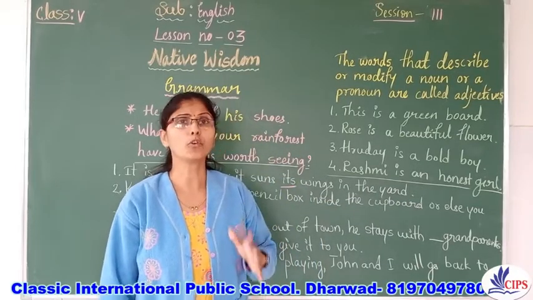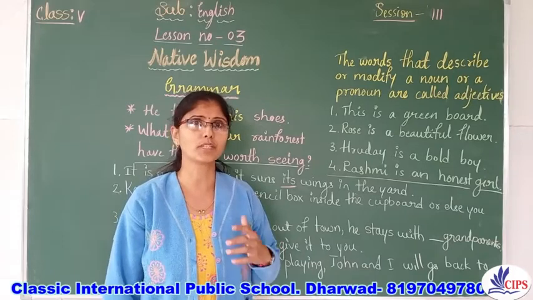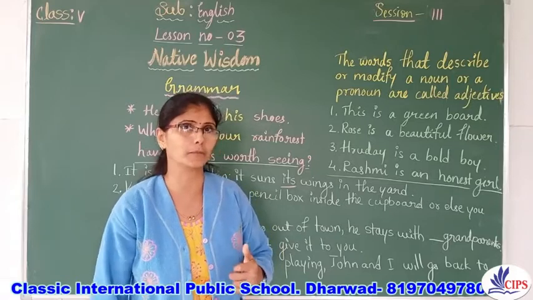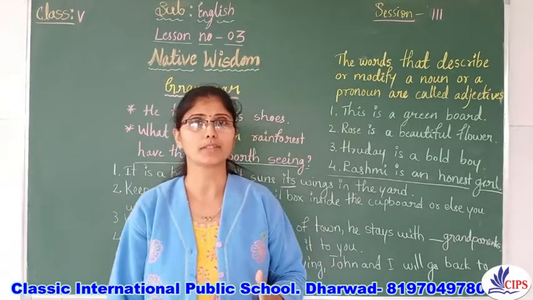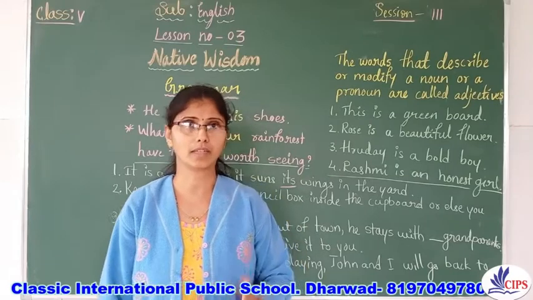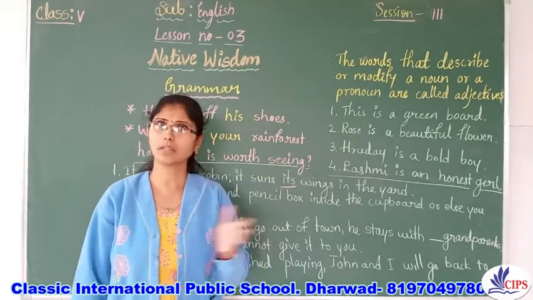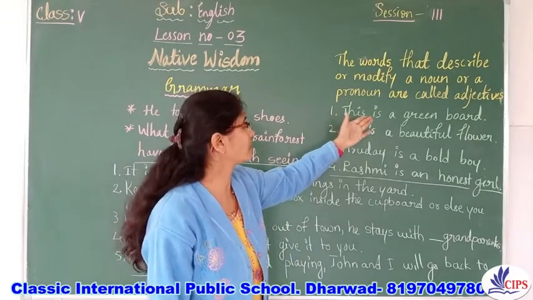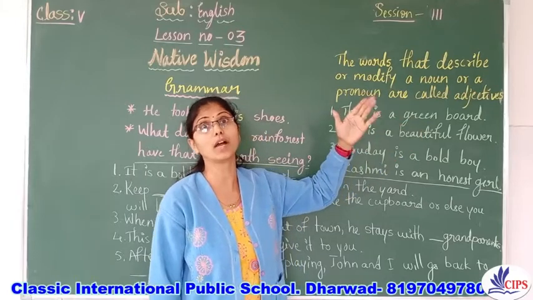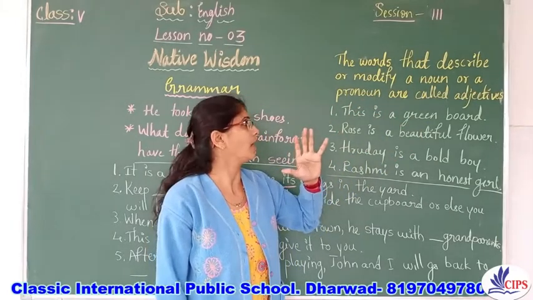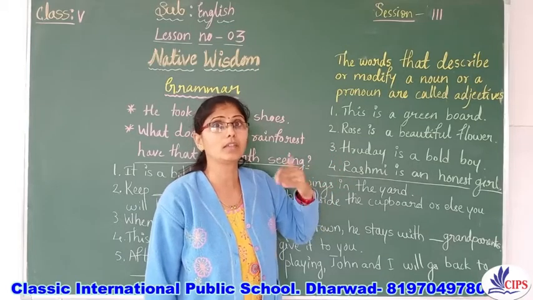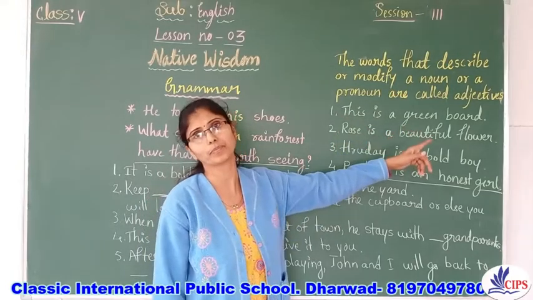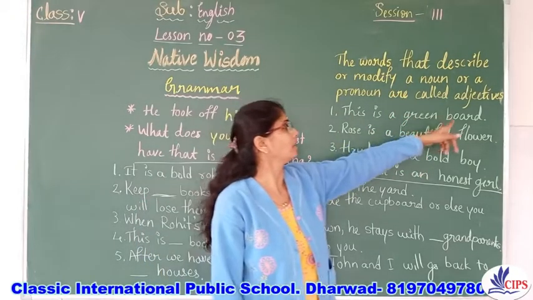Okay, children, before going to know about adjectives, first we should know about the noun. You learned about it in your previous year, I think. What is a noun then? A noun is the name of a person, place, thing, or animal, including birds. Right, children? Observe the first sentence here then. This is a green board. Which is the noun here? You should identify. Is there any thing, animal, person, place?